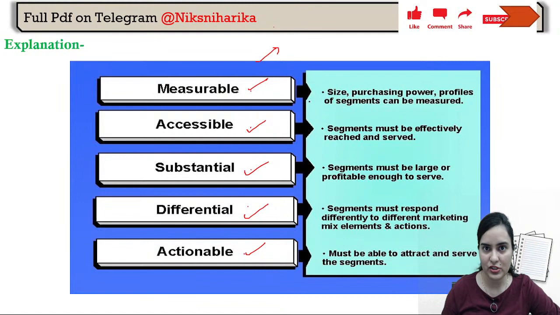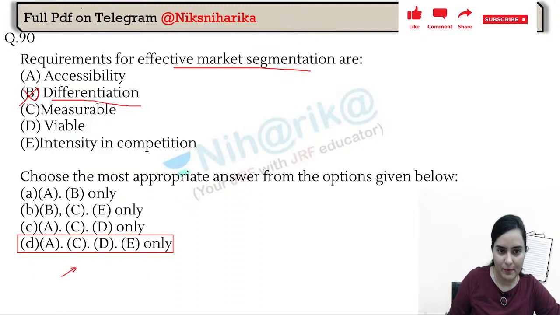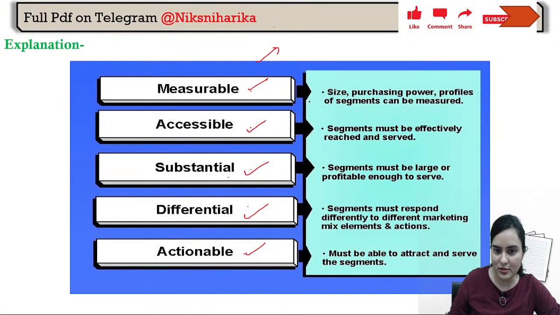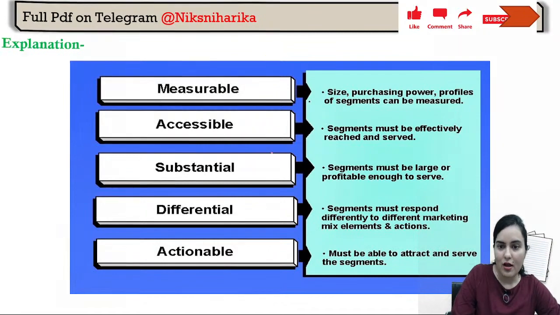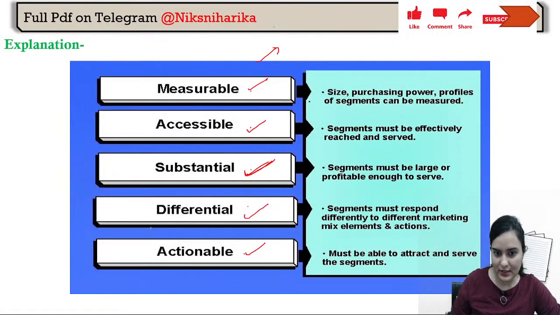We have done detailed explanations of these in class. But right now, the main important thing is, what are the requirements for effective market segmentation? Accessibility, it is coming. Measurability, it is also coming. Viable, can you link it with substantial? Yes, that is viable. And next is intensity in the competition, that is also adding. That is actionable.